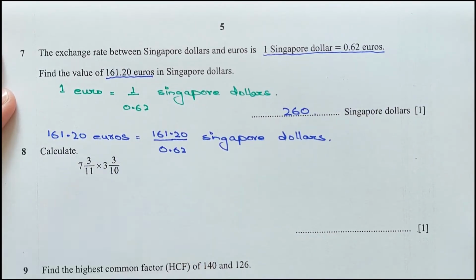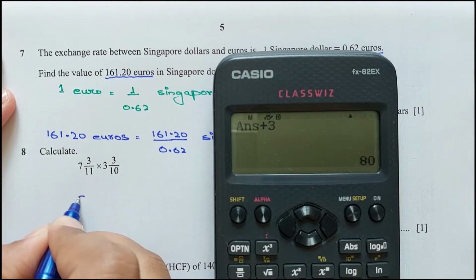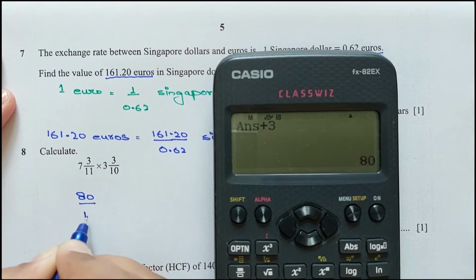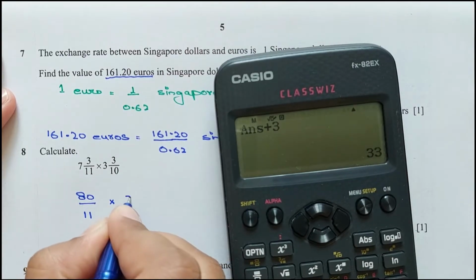Question number 8, calculate. First we have to convert the mixed numbers into improper fractions. As we know, 7 times 11 is 77 and adding 3 is 80. So this is 80 out of 11. And 3 times 10 is 30 and then plus 3 would be 33 out of 10.